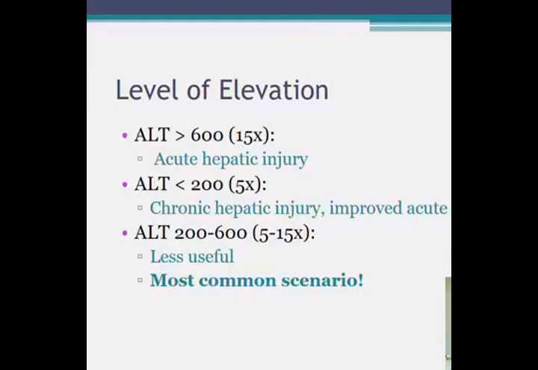Now, if ALT is greater than 600, it basically shows an acute hepatic injury. If ALT is less than 200, it could be seen in chronic hepatic injury. It can also be seen in an improving acute injury, and in a recent acute injury when the enzymes have just started elevating. Most of the time, we get an ALT level between 200 and 600, and then it all depends upon the clinical acumen of the physician to interpret this elevation.